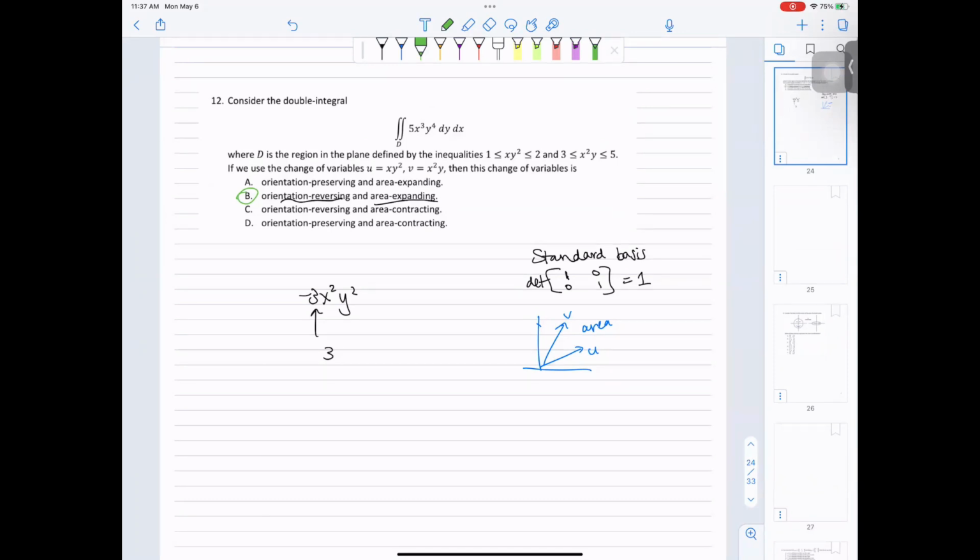Could you repeat the area expanding? Yeah. If you take the determinant and you get a number bigger than 1, then it's area expanding. If you get a number less than 1, then it's area contracting. Other questions so far?